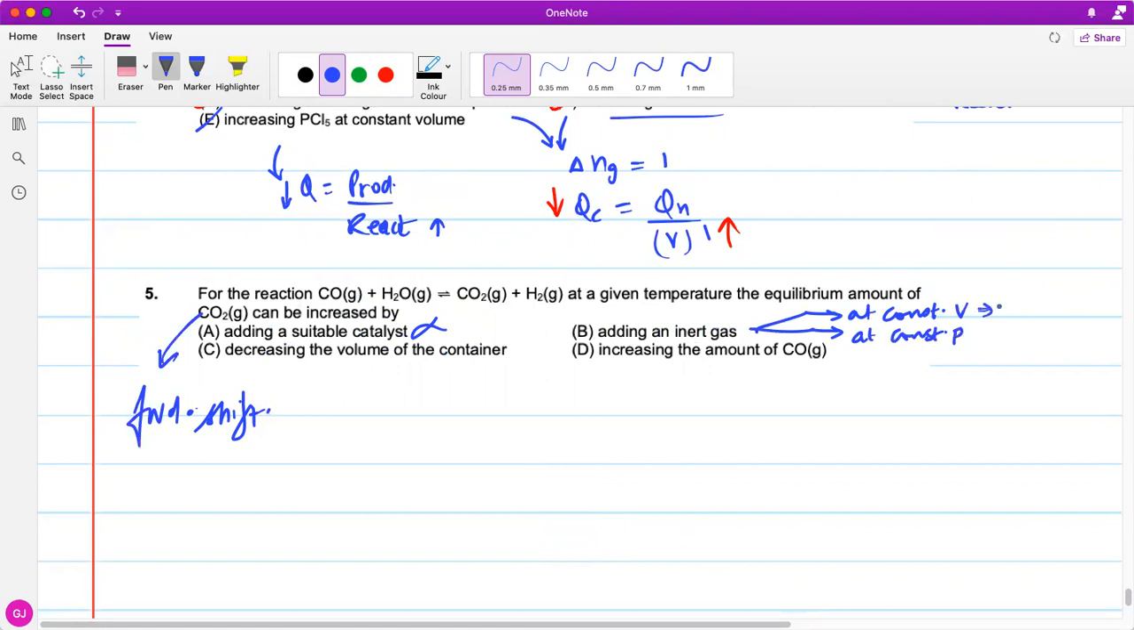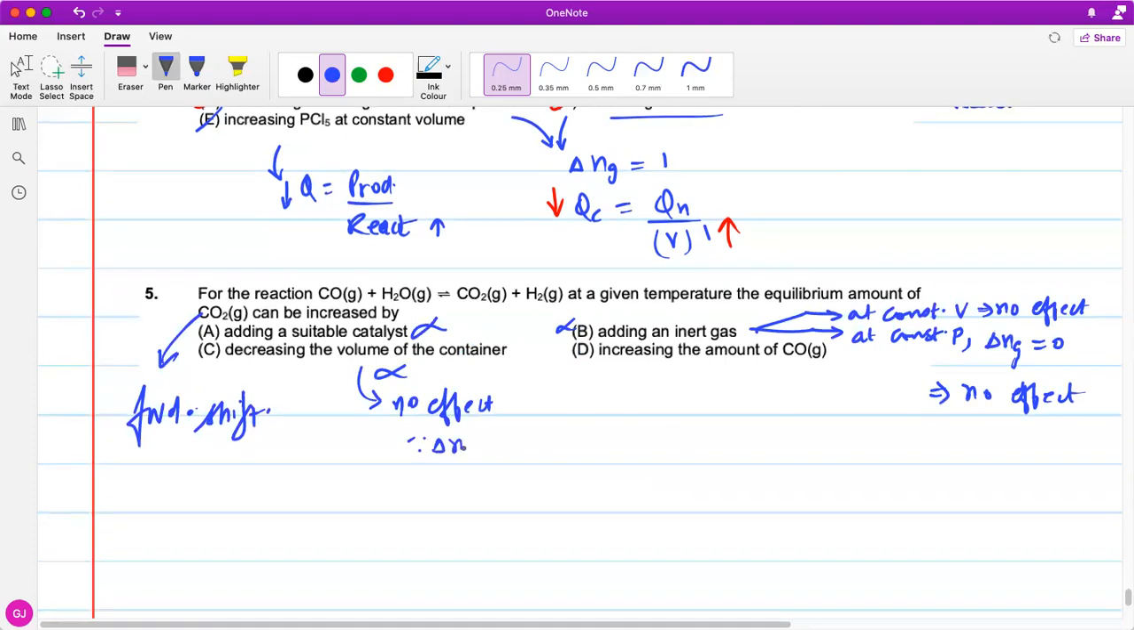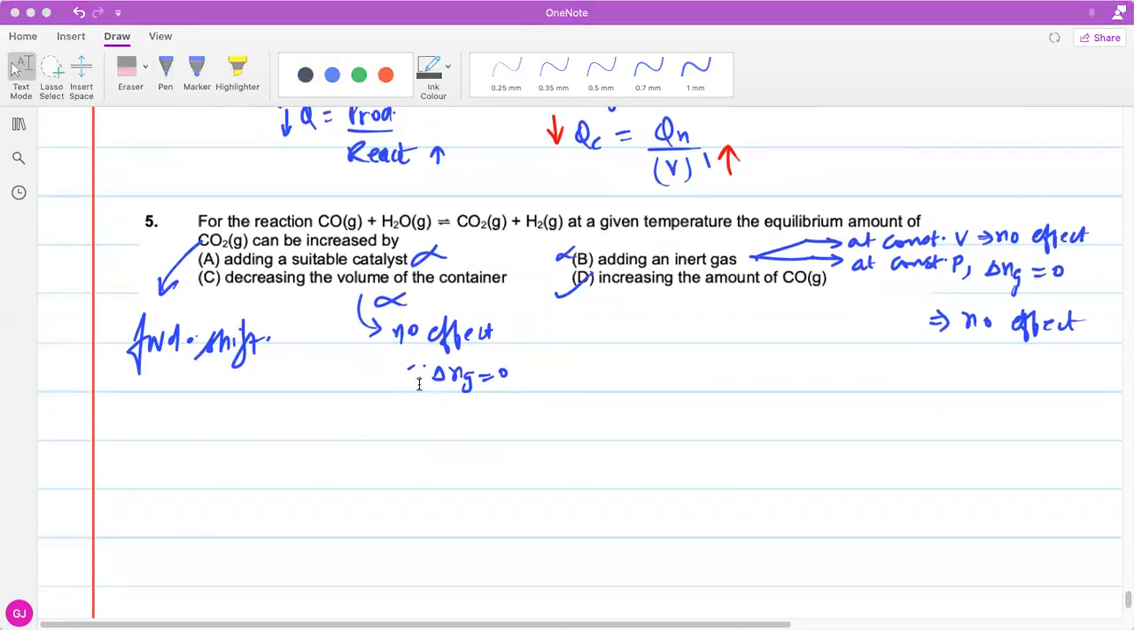Here at constant volume, we already know that there is no effect. And at constant pressure, as you can see, delta Ng is 0. So here also we can see that there will be no effect. So this is also not an option. Decreasing the volume of the container, again, no effect, right? Because delta Ng is equal to 0. And increasing the amount of CO, well, yes, it is going to shift the reaction in the forward direction, right? You are increasing the reactant, so it is going to shift the reaction in the forward manner.